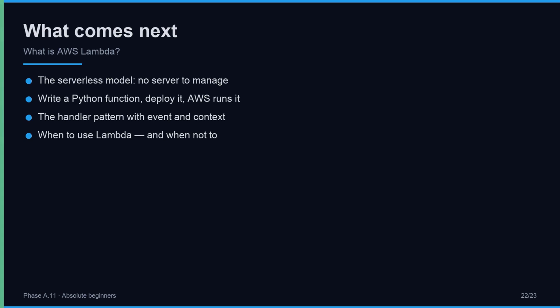Next lesson, we answer the question at the heart of this section: what is AWS Lambda? We explain the serverless model, where you write a function, upload it, and Amazon runs it on demand without you ever touching a server. We introduce the handler pattern that every Lambda function follows, and the event and context objects that flow through it. We also discuss the pricing model and when Lambda is the right choice versus when it is not. The connection is ready. Now we put it to use.